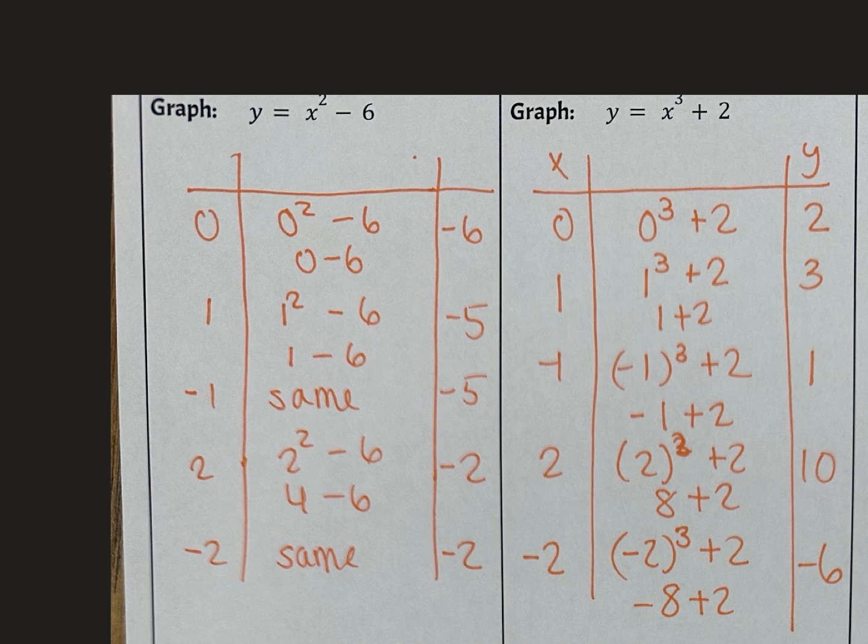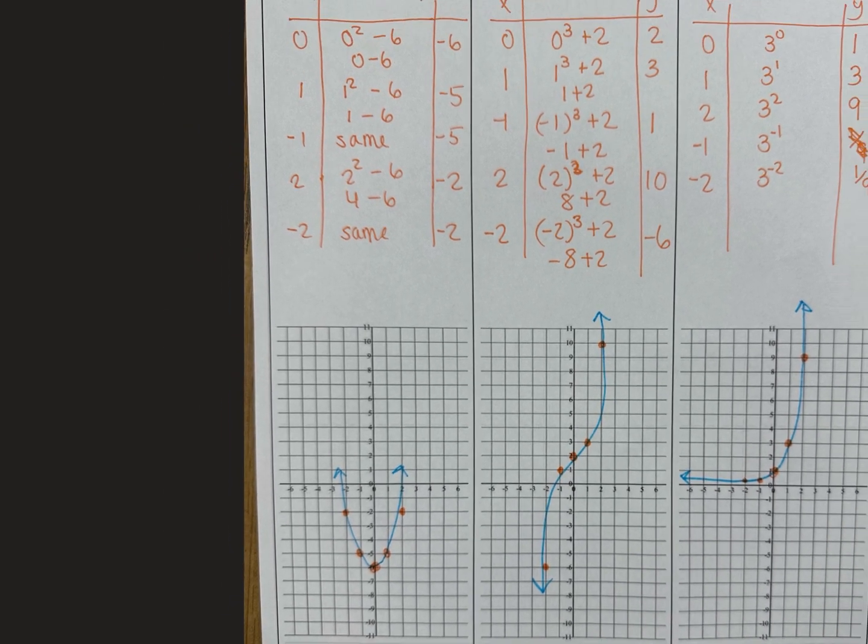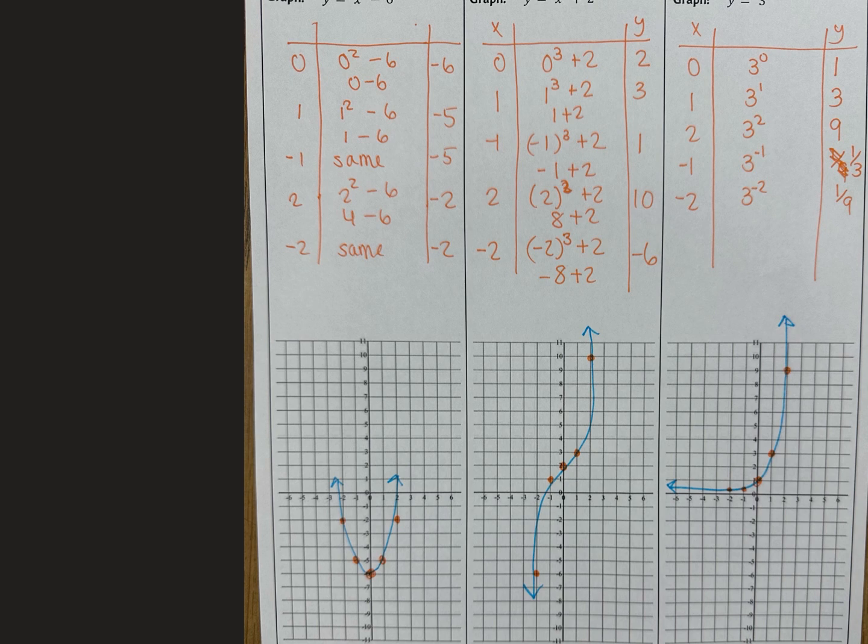Here are my dots. I need to clearly be able to see your dots on the test. So I have 0, negative 6, 1, negative 5, and this guy matches. 2, negative 2, and this guy matches. Arrows are important. Make it a soft U shape.